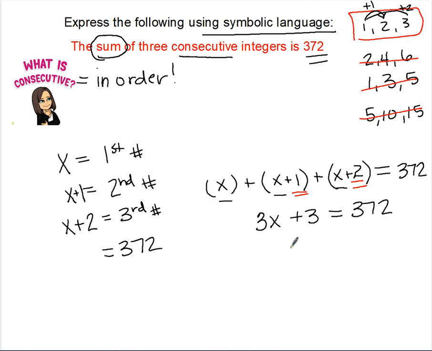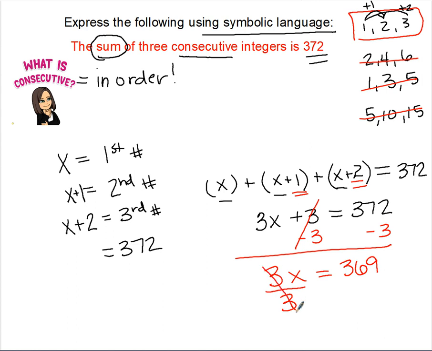If we actually wanted to solve, we could go ahead and continue and do minus 3 from both sides. And we would get 3x. Our 3's cancel. We have 369. And then what's happening between our 3 and our x? Good, it's being multiplied, so we're going to divide both sides by 3. x equals 3 went into 3 once, 3 goes into 6 twice, 3 goes into 9 3 times. So our first number, if we were going to solve, would be 123.